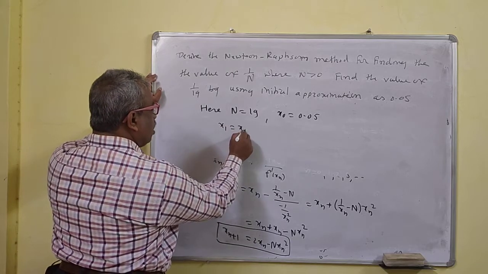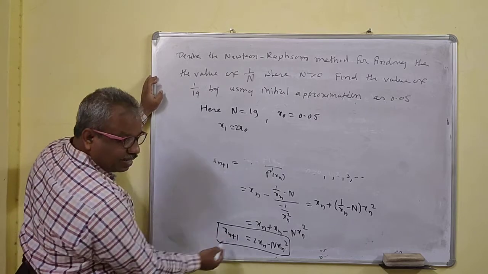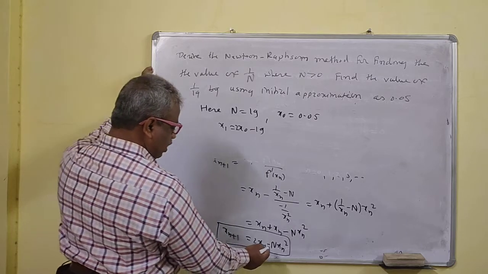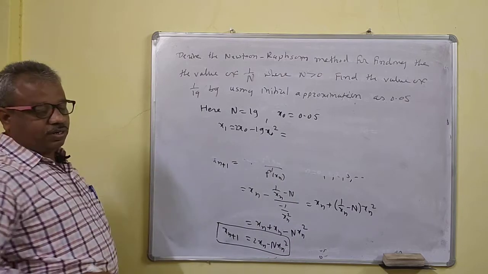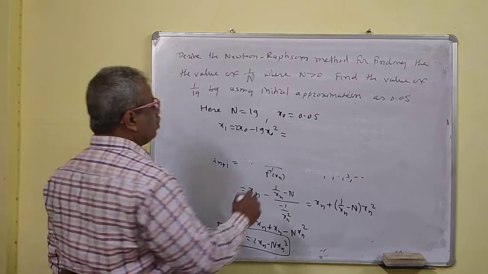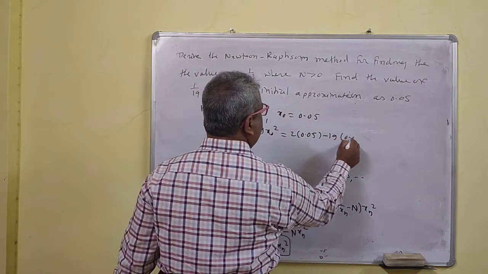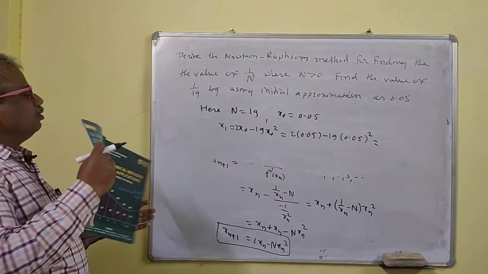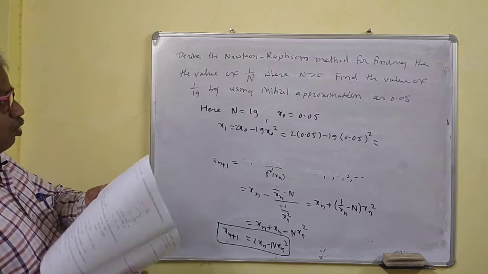So what is x1? Twice x naught, putting n is equal to 0 here, minus 19 xn, where xn means x naught square. This is your formula to find the first approximate root. So this is 2 into 0.05 minus 19 into 0.05 square. So you get this value as x1. You have to find it correct up to at least 3 or 4 decimal places.